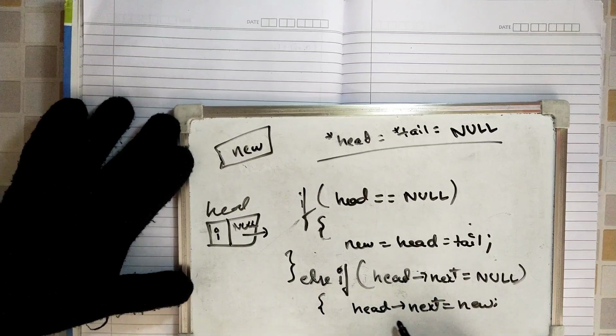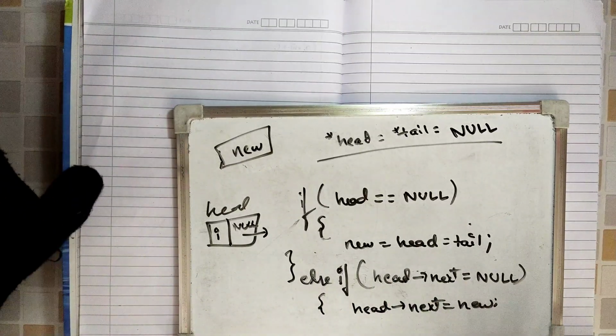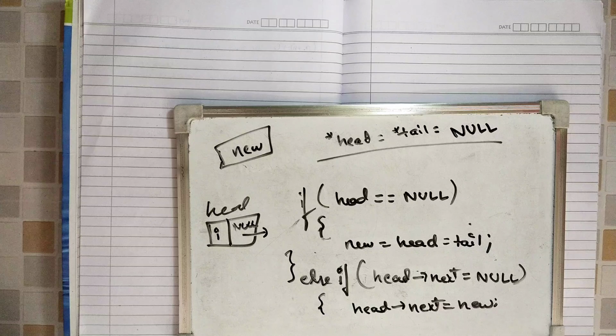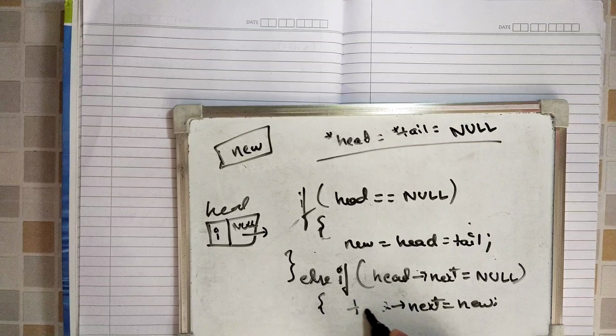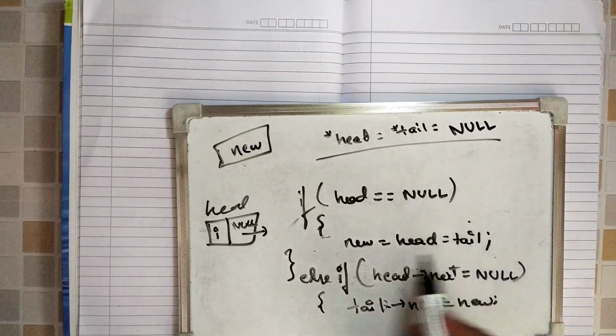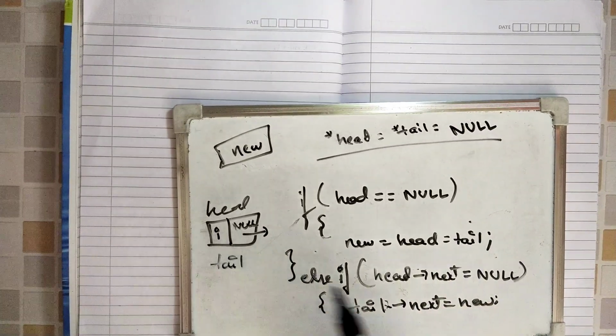Here head of next equals to new. So only this much you will write. Anyhow, new of next is null, we have already declared. So head of next equals to new. Or else, better, instead of head, we will use tail of next. Since we declared this, even tail will be here, right?